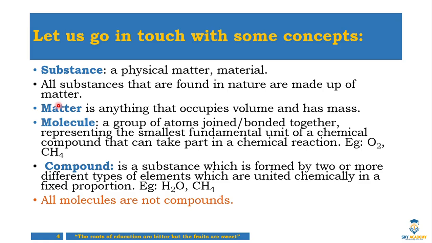So we need to know what matter is. Matter is anything that occupies volume and has mass. We have seen that matter is anything that occupies volume and has mass, and all substances are made of matter. Okay, then let us look upon the molecule. A molecule is a group of atoms joined or bonded together, representing the smallest fundamental unit of a chemical compound that can take part in a chemical reaction. A molecule is a group of atoms joined together by chemical bonds, and those atoms represent the smallest fundamental unit.